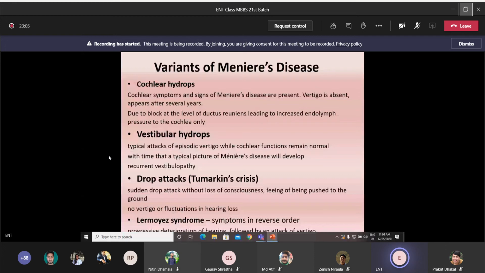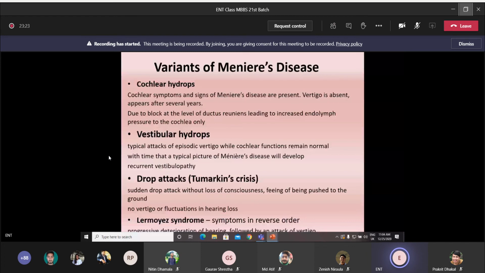Lermoyez syndrome, as you can say, is symptoms in reverse order. What happens here? Initially, there's a progressive deterioration of the hearing followed by attacks of vertigo. Whereas in Meniere's, the patient would have vertigo first, okay, then the hearing loss comes.